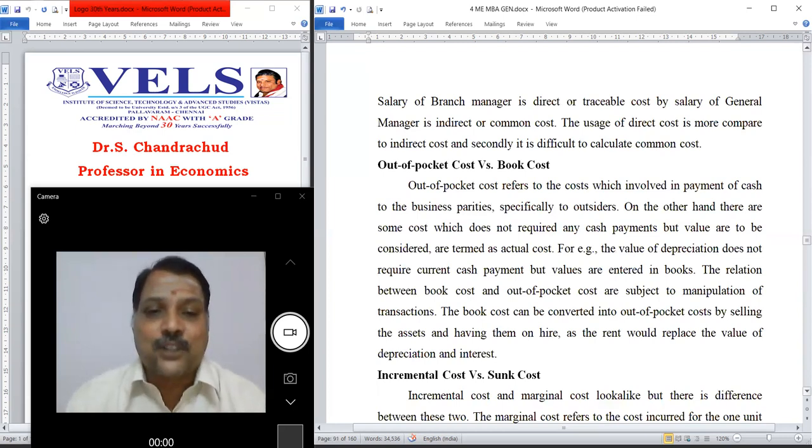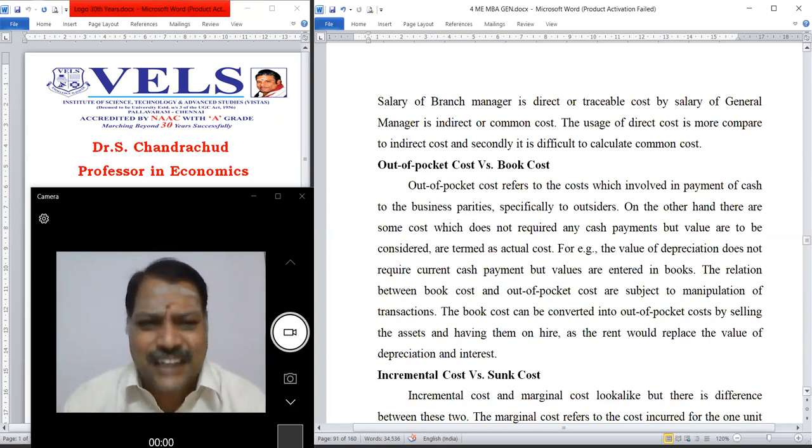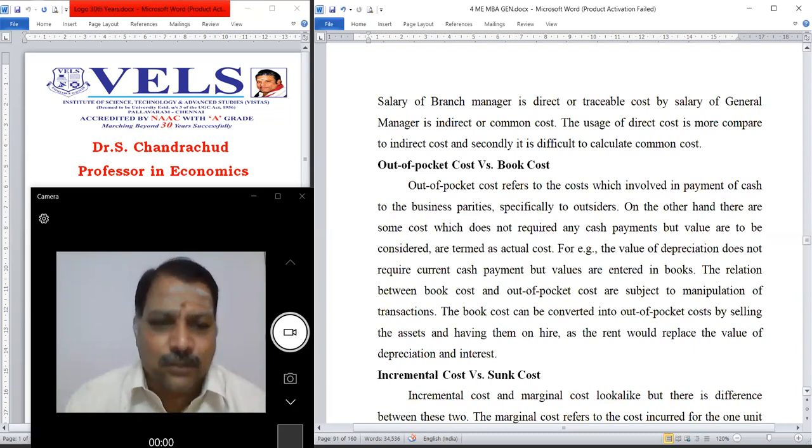Now, let us move to the next distinction: out-of-pocket cost versus book cost. Out-of-pocket cost refers to the cost which involves payment of cash to business parties, specifically to outsiders. On the other hand, there are some costs which do not require any cash payment, but the values are to be considered in terms of actual cost.